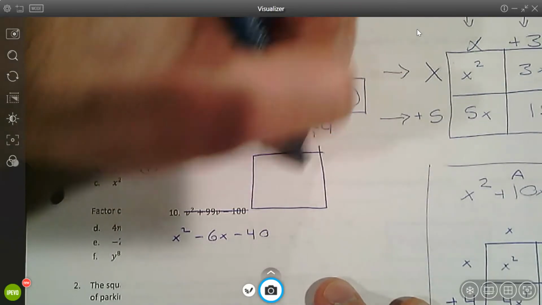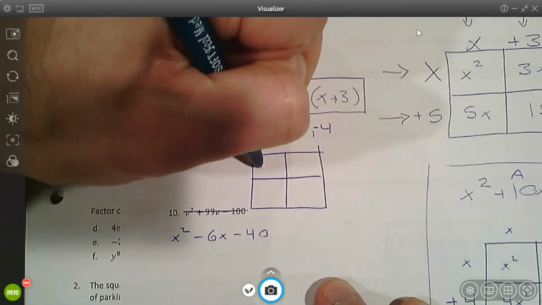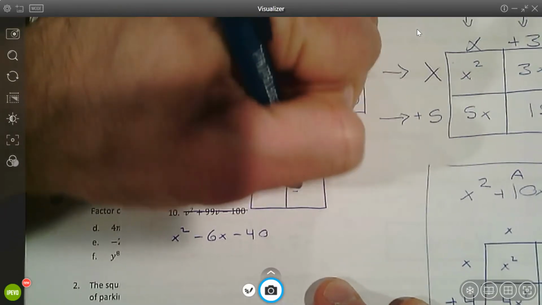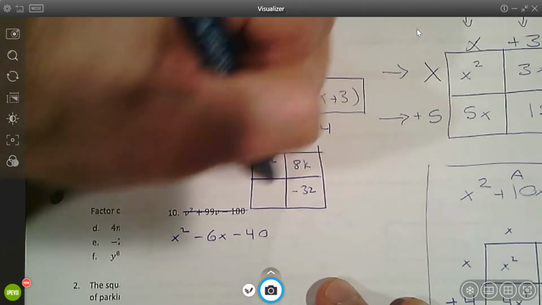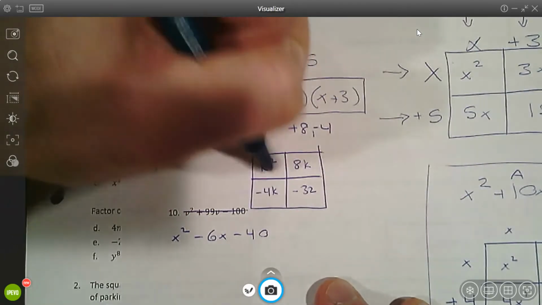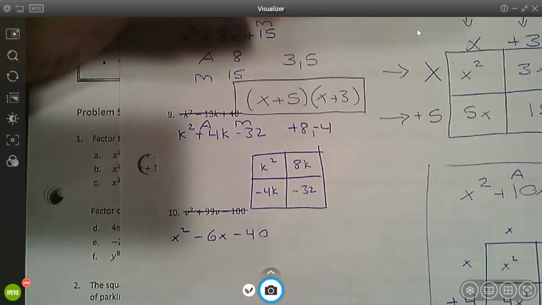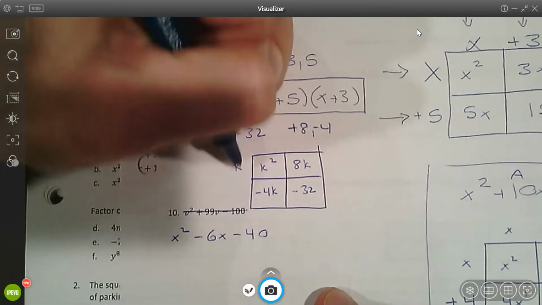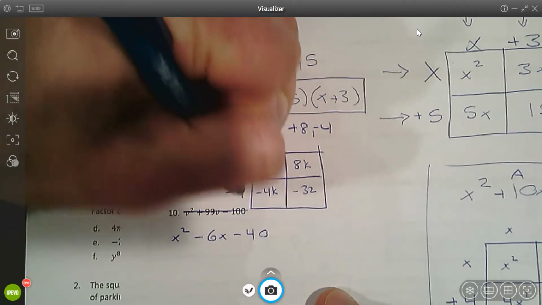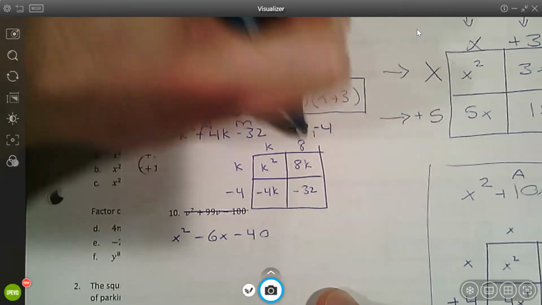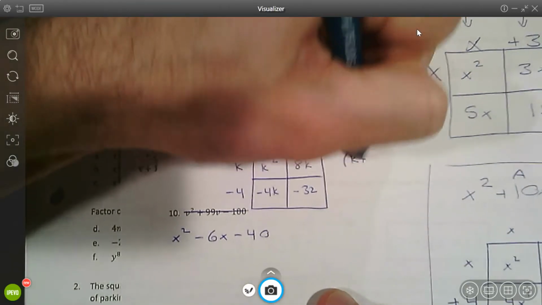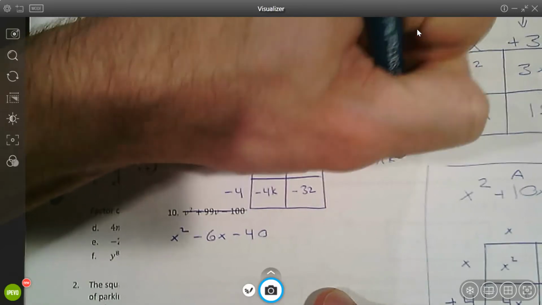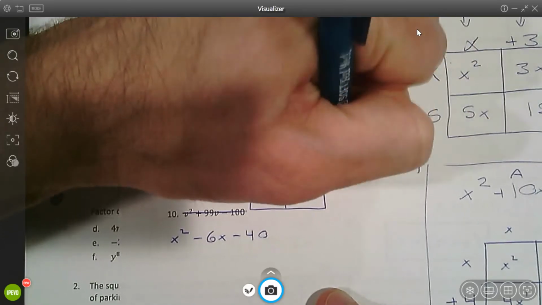So I set up my square. I have k squared minus 32. Magic numbers, 8k minus 4k. Does not matter where you put the 8 and the negative 4. GCFs are going to be k, negative 4, k, and 8, positive 8. So my solution here is k plus 8 times k minus 4. Those are the factors.